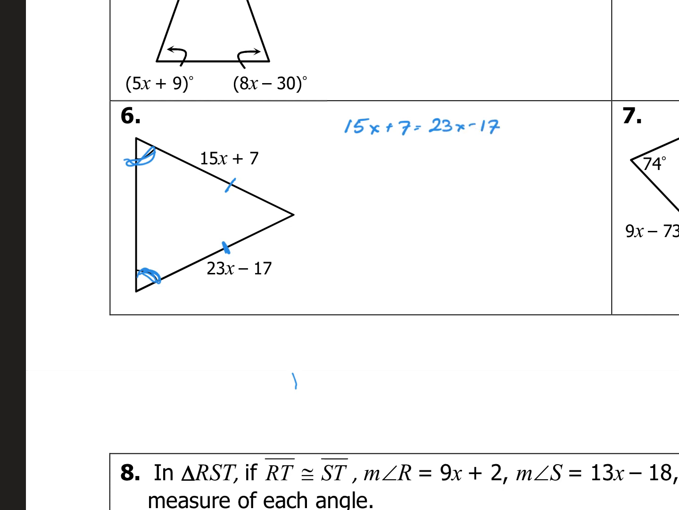So I'm going to subtract 15x from both sides. So I'm going to get 7 equals 8x minus 17. Add my 17 to both sides. So 24 equals 8x. And then divide by 8. So I'm just going to get x equals 3.